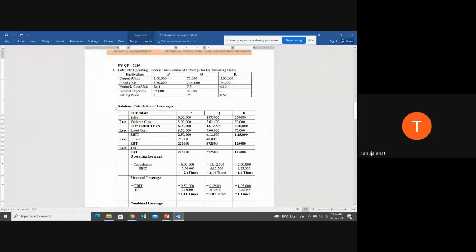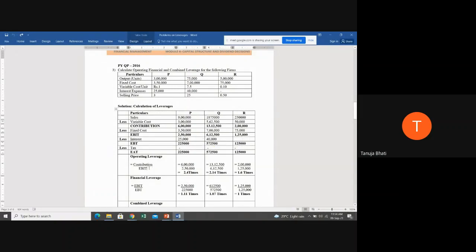From that you have to less your fixed cost. Fixed cost is directly given in the problem, 3 lakh 50,000. So you minus 3 lakh 50,000, you get EBIT as 2 lakh 50,000. From that you have to less interest. Interest is directly given in the problem, 25,000. When you minus this, you get your EBT. Since no information about tax is given, we have taken it as nil. So EAT, earnings after tax, is 2 lakh 25,000.